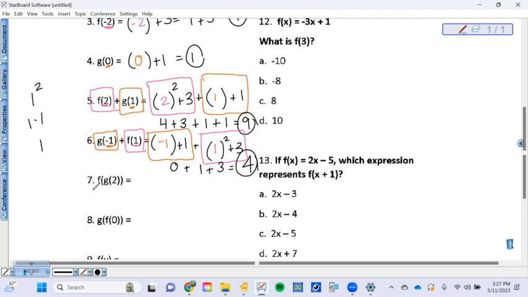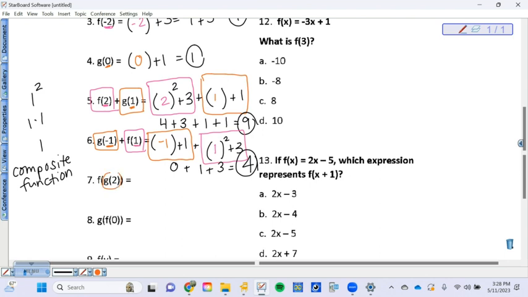Does anyone have any idea what to do for number 7? Perfect. Yes. So for these, this is called a composite function. I'm not going to test you on this, but I just like to expose you guys to things you'll see in the future. We start at the inner part, so g of 2.